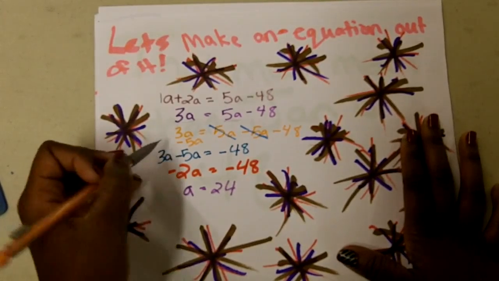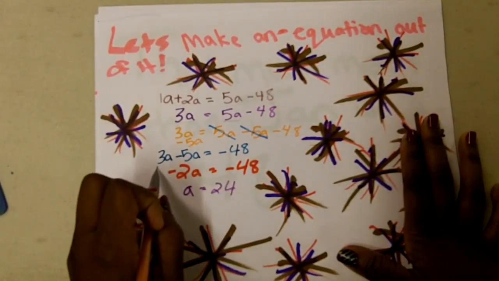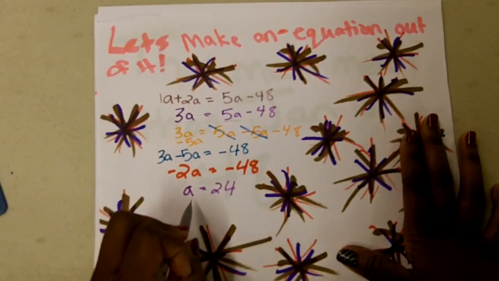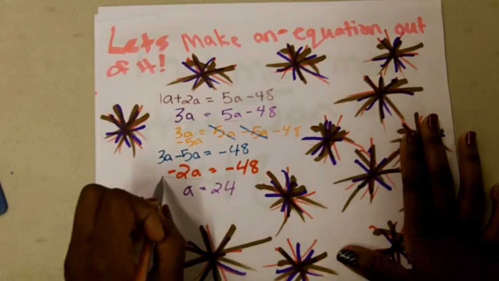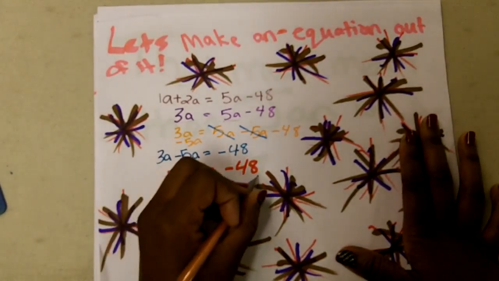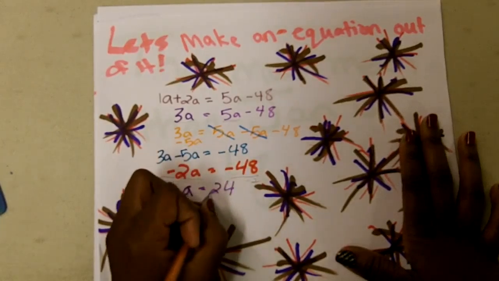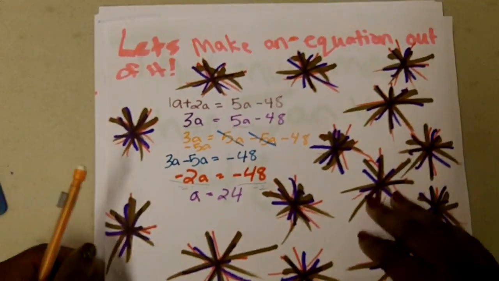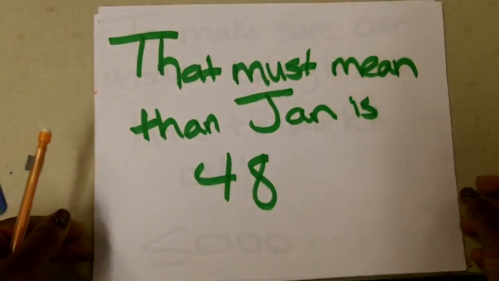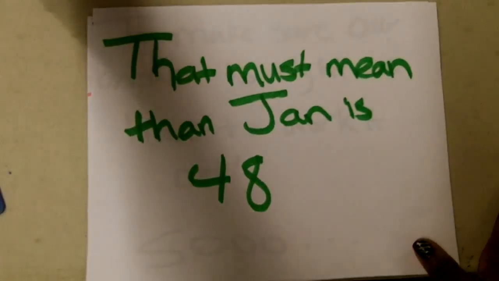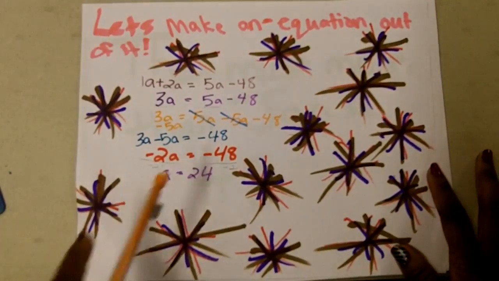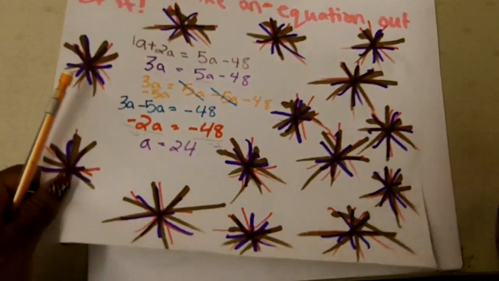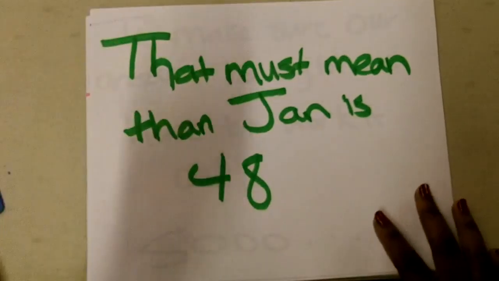And then you would subtract your negative 5A from your 3A, and you'd get negative 2A, and then you just bring down your negative 48. And then you divide this by a negative 2, and you divide this by a negative 2, and 2 negatives give you a positive, 2 goes in the 48, and that'll be 24. A will give you 24. So since Jake is 24, that must mean, since Jan is twice as old as Jake, that Jan is 48.